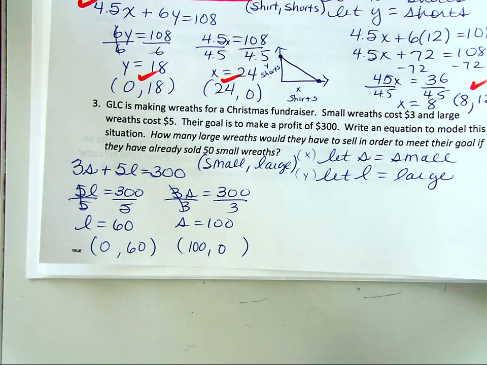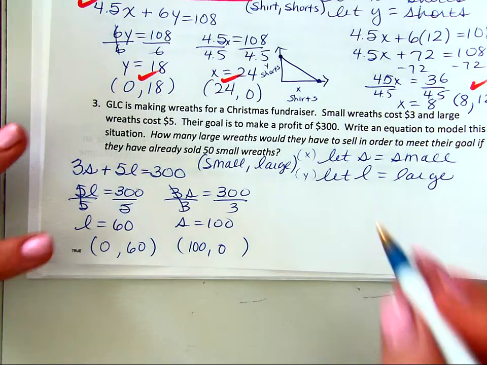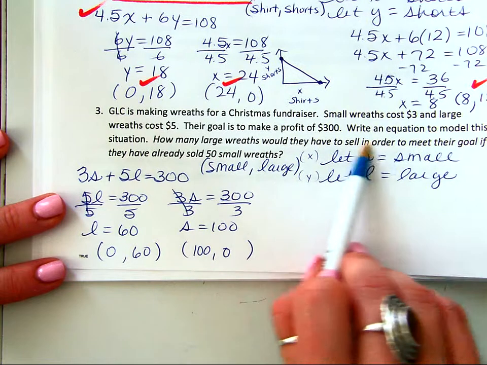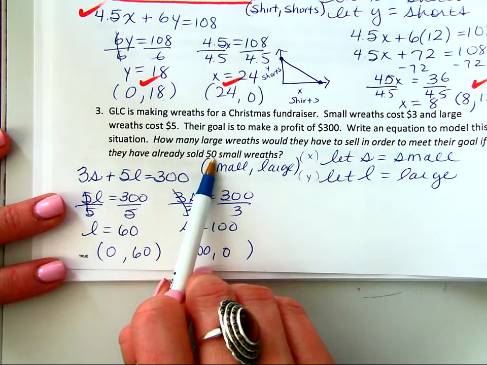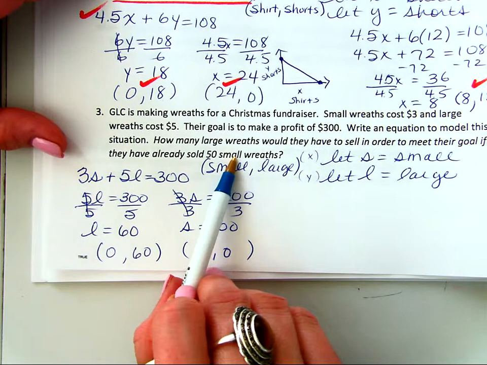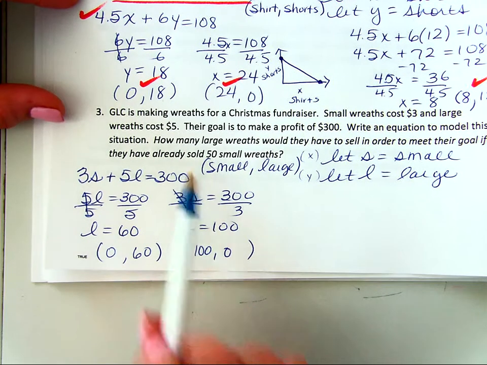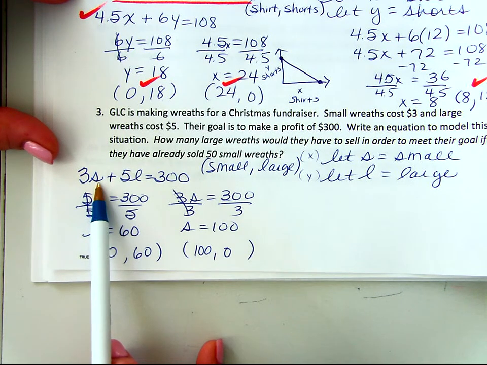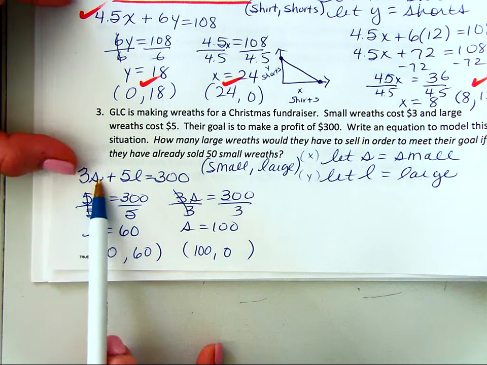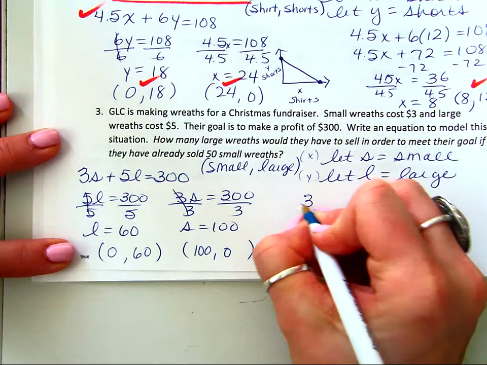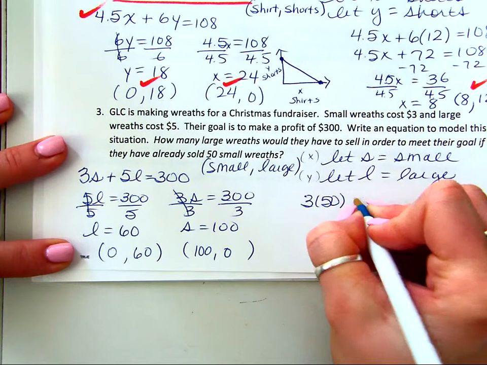I'll show you how it'll make it easier in a minute. So those are my 2 points. How many large would you have to sell in order to meet the goal if you already sold 50 small? So now is it easier here to know where to put the 50? You see what I mean? It's easy because it's small, and small is S. So I know where to put it. So it's kind of like flip-flop. You got to pick where you want it. So 3 times 50 plus 5 larges equals 300.